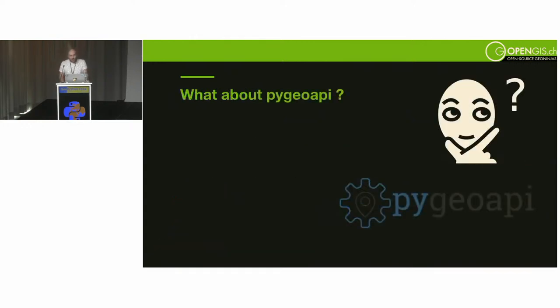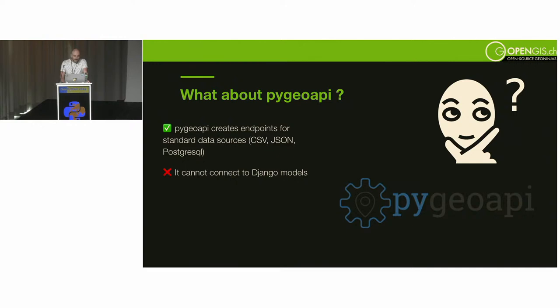Now maybe some are thinking, what about PyGeoAPI? Do you know about PyGeoAPI? Yes? Okay. So mainly PyGeoAPI is building endpoints on top of data sources, be it CSV, JSON, PostgreSQL, but it does not connect to the Django models. So if we would use PyGeoAPI, we would lose all the business logic that we put into the Django ORM.